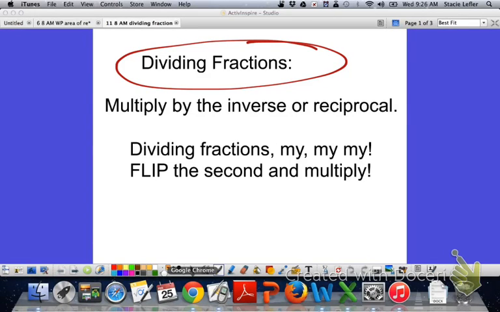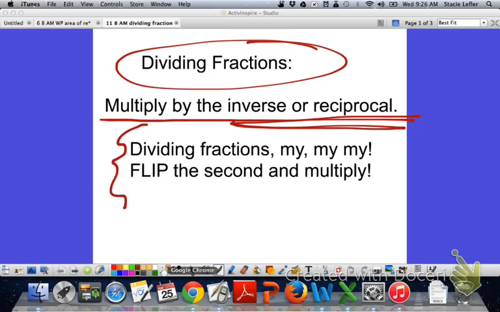Let's have a quick review over dividing fractions. So dividing fractions, we need to multiply by the inverse, which is the reciprocal. We do that with the second fraction. And our little poem that we use to help us remember is: dividing fractions, my, flip the second, and then multiply.